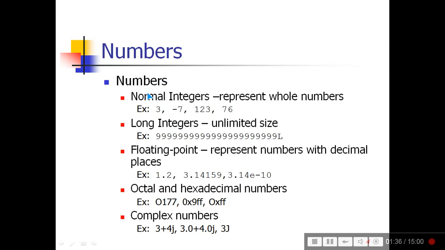Coming to numbers, we have normal integers which represent whole numbers like 3, 7, minus 7, 123, etc. And we have long integers, that is unlimited size, like this. And floating point, that is a number with decimal places. And octal and hexadecimal, we have this representation of octal, digits less than 8, and 0x, which says that it is a hexadecimal number. And complex numbers, of course, in a plus ib form.